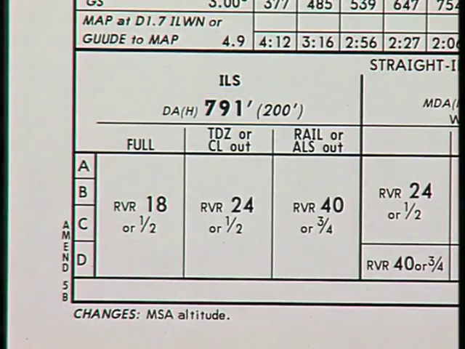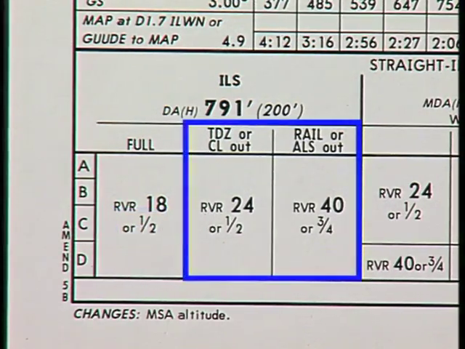Notice that these figures are labeled DA parentheses H. The DA, or decision altitude, is the MSL altitude at which you must make your decision to execute a missed approach or to continue the approach. The DH, or decision height, is shown in feet AGL within the parentheses. For the full ILS, you also must have a touchdown runway visual range of 1,800 feet, or if RVR is not reported, a visibility of 1/2 statute mile.